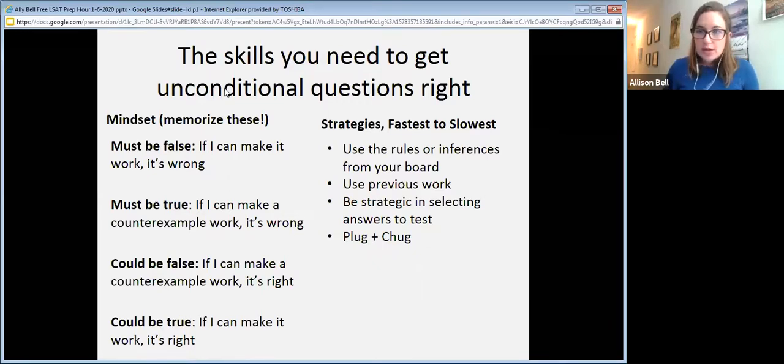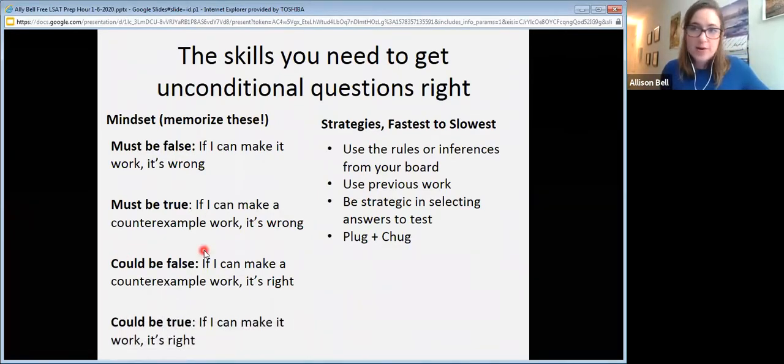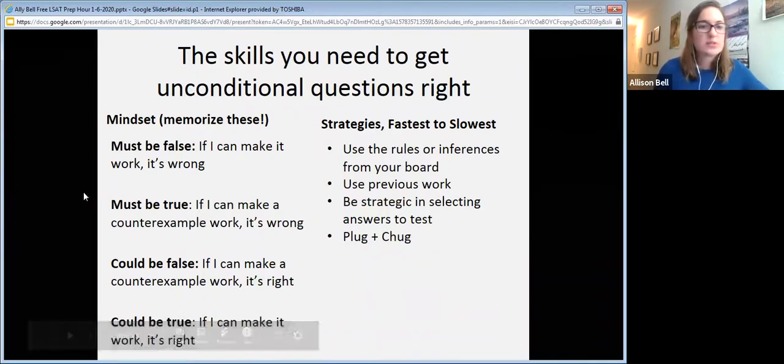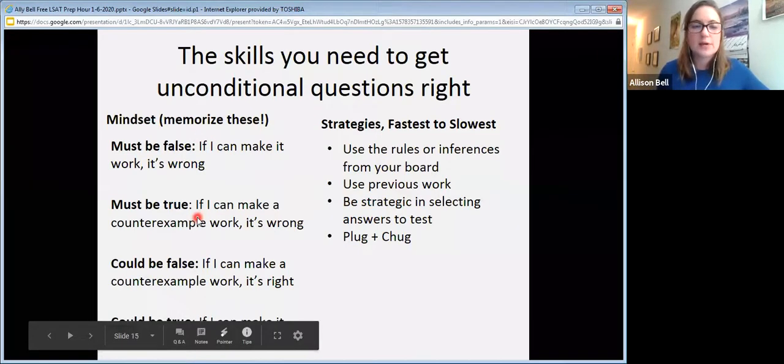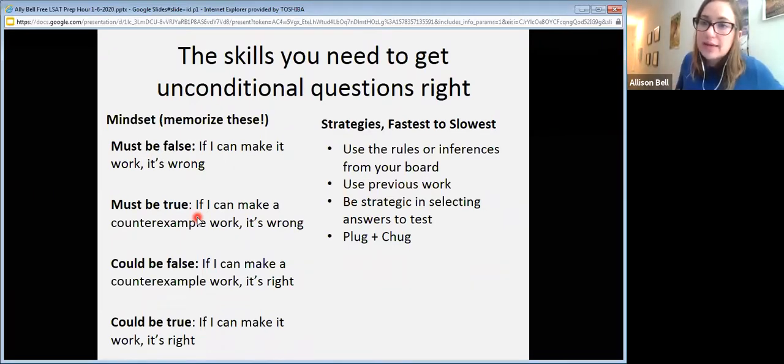So first, you're going to need to have the right mindset for each of the different types of questions. This is something that you can and should memorize. When you see a could be true question, you should know my job is to prove each of the answer choices. I'm going to try to make it work. When you see a must be true question, you should immediately know I'm trying to make counterexamples work and I'm trying to eliminate. This can be really tough to think about quickly and under pressure when you have to kind of remind yourself, wait, how does this work? So you want to just memorize this stuff, make flashcards for it so that when you see that type of question, you know exactly what to do.